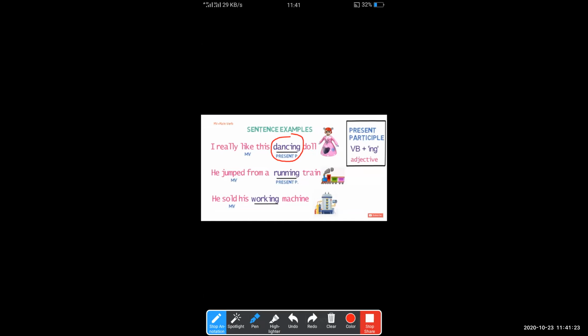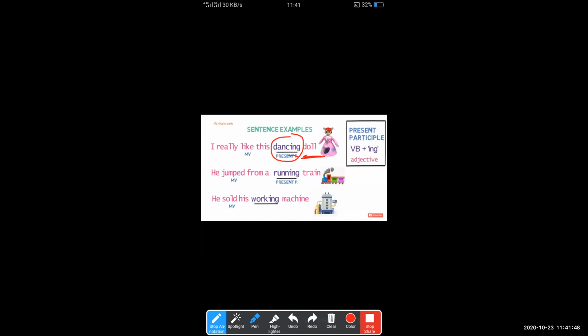You can find ing over there, this is the verb. But read the sentence properly: "I really like this dancing doll." The word describes the doll. That means it is the adjective of this doll. So this word functions like an adjective. But the present participle word is a verb first form.